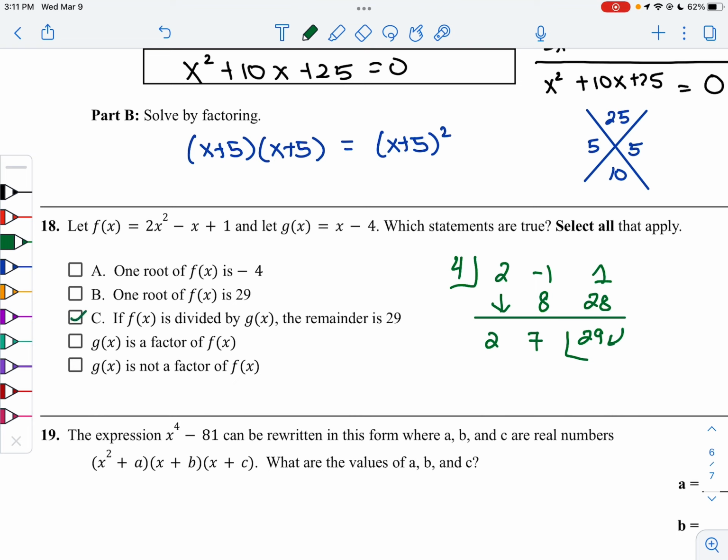My remainder is 29. But if my remainder is 29, that doesn't mean my root is 29. And negative 4 is not a root, because if it was, I'd have a remainder of 0. That also means this is not a factor because of the remainder. So g of x is not a factor due to the fact that I have a remainder. So I have two answers, C and G.